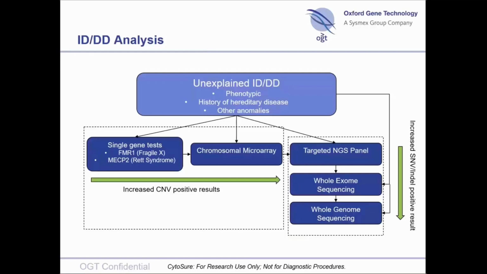Then you have whole exome sequencing, which is where you detect the coding regions of the genome. Or a subset of that is exome panels, which are a slightly smaller subset. And then you have whole genome sequencing, which analyzes the entirety of the genome. And as you move down these tiers, you increase the information for SNV and indels, which increases the chance of a positive result.